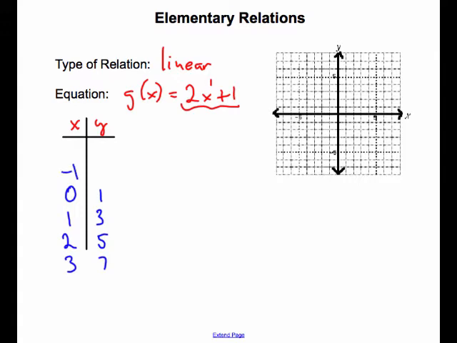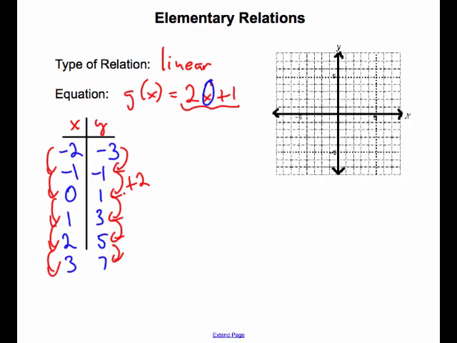Let's do some negative values of x. It's always good to do. 2 times negative 1 is negative 2 plus 1, negative 1, and x equals negative 2 is negative 4 plus 1 is negative 3. Now when I graph these, I'm going to see that this forms a line. The other way I know that it's a line is because if we look at the rate of change, it's constant. We're always adding 2 units for every 1 unit of change in x.